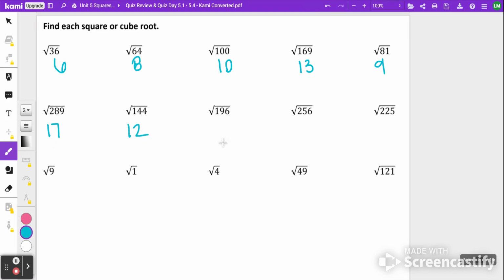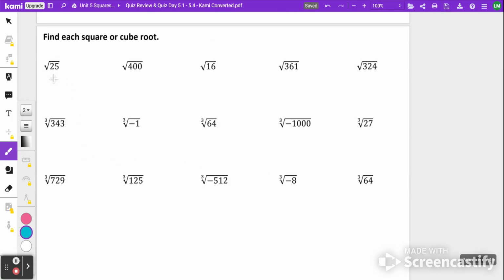The square root of 196 is 14. The square root of 256 is 16. And the square root of 225 is 15. The square root of 9 is 3. Square root of 1 is 1. Square root of 4 is 2. The square root of 49 is 7. The square root of 121 is 11.